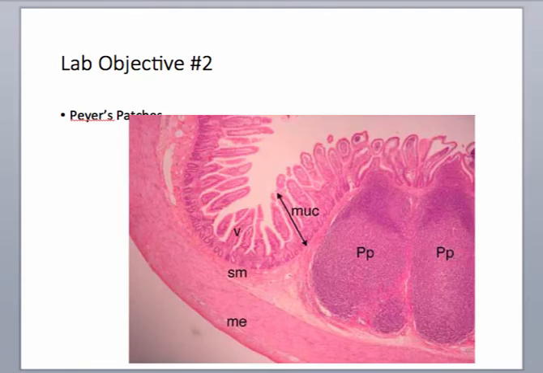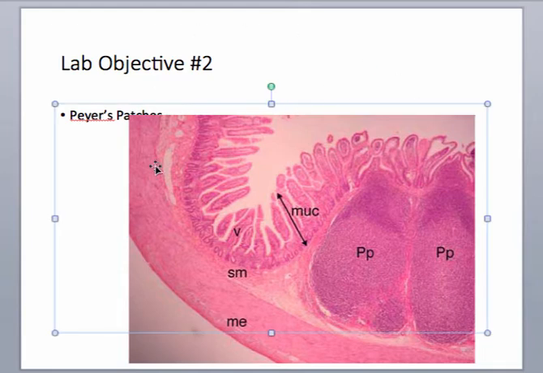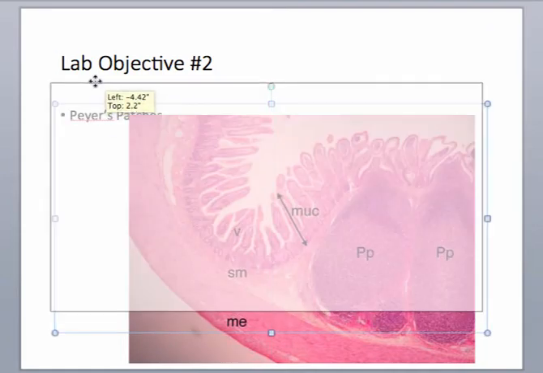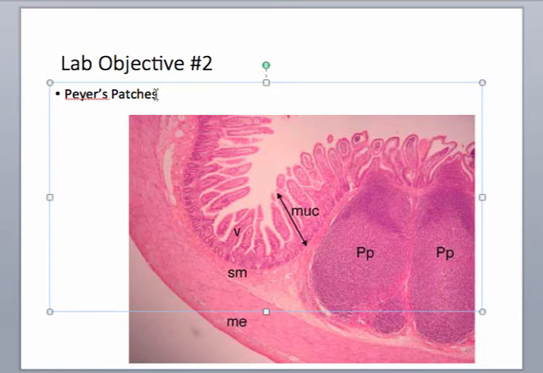One of the other modifications is called the Peyer's patches. And Peyer's patches are important because when food gets toward the end of the small intestine, it's pretty much feces. And so we want to ensure that the bacteria in the feces is not being absorbed into the bloodstream. So Peyer's patches we refer to as MALT tissue, which basically stands for mucosa-associated lymphatic tissue.